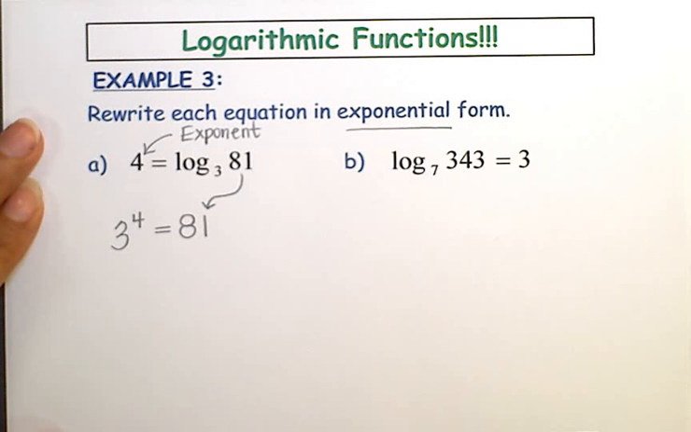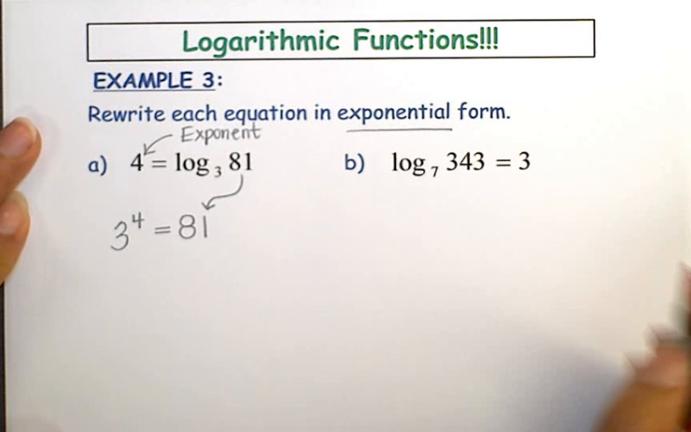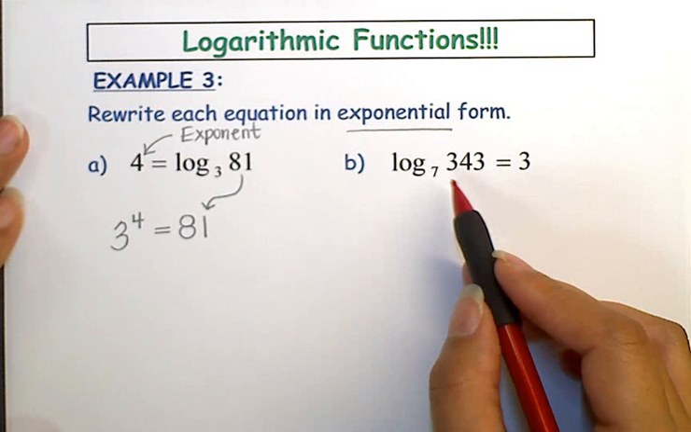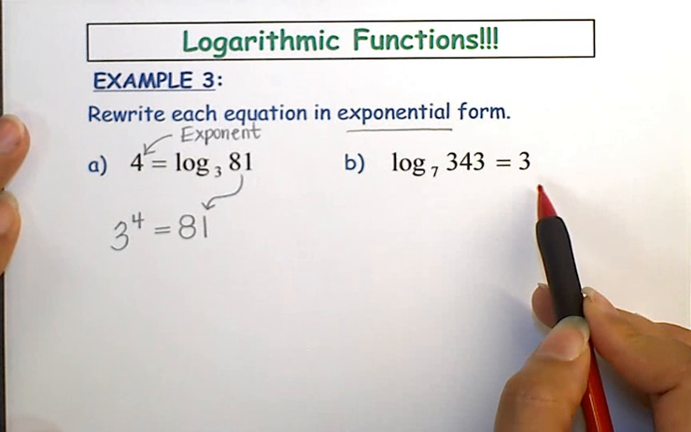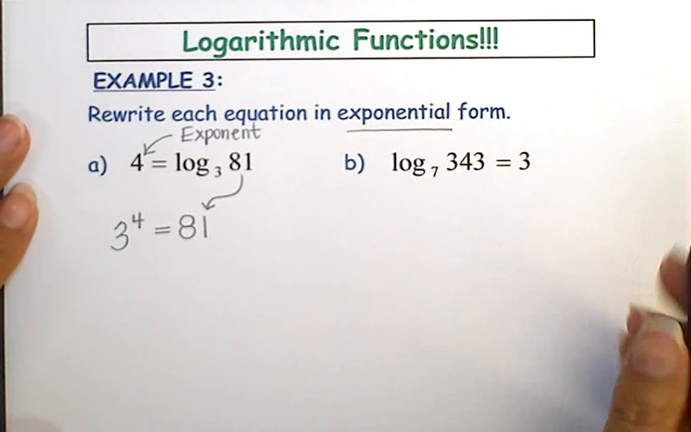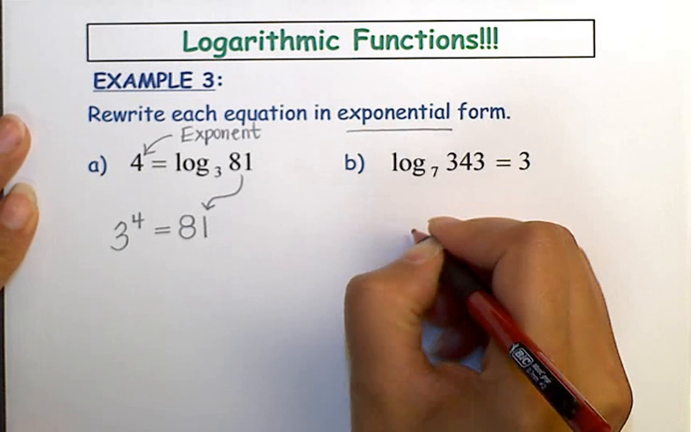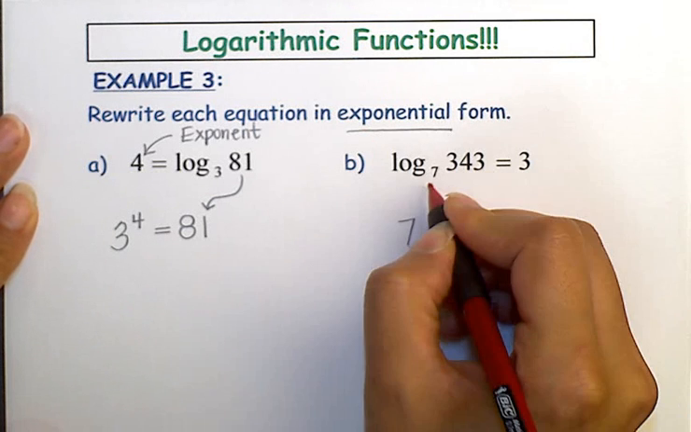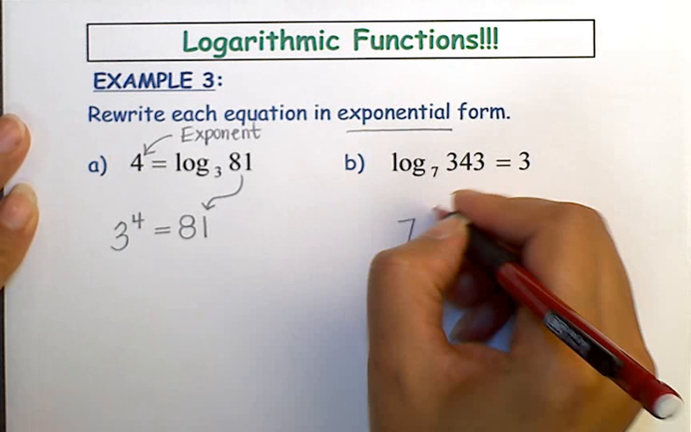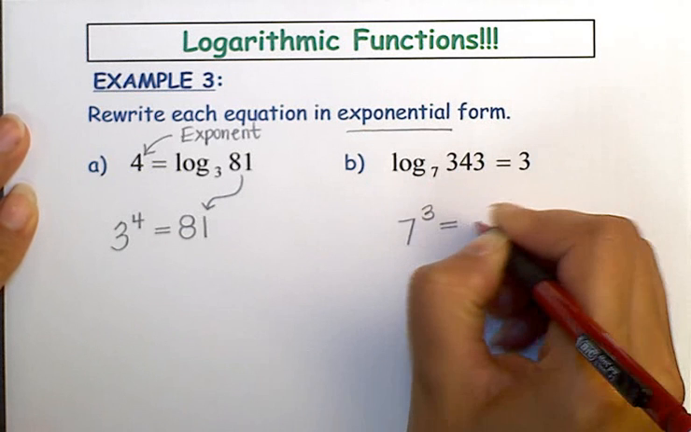Okay, let's take a look at the next one. So this one's written in a slightly different order. Notice that the logarithm is written first, and then the exponent part is written last. So now we have a base of 7. Our exponent is 3. And the answer that we get if this is evaluated is 343.